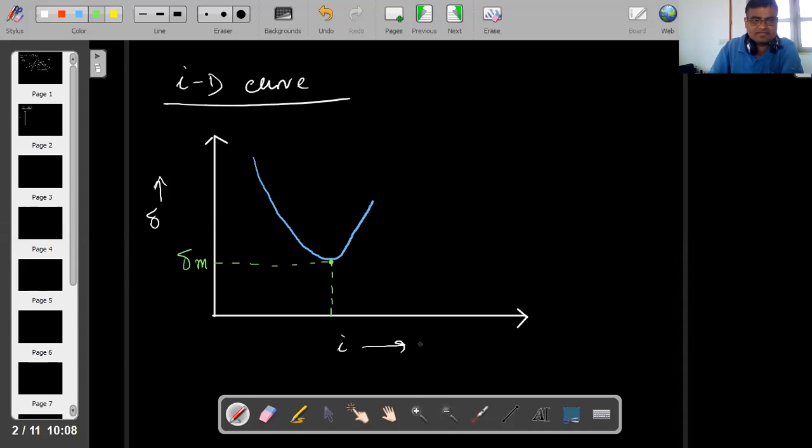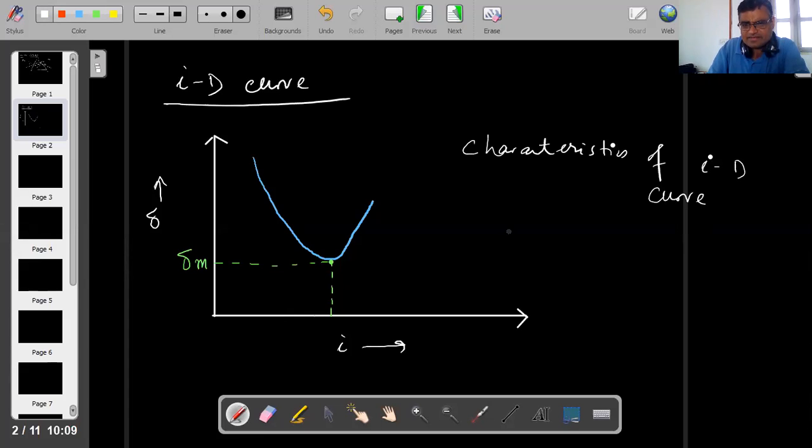Write down, draw the figure, draw the graph. Write down the characteristics of the ID curve.